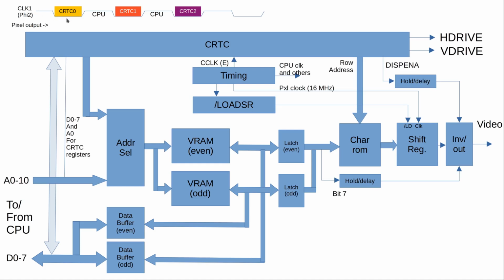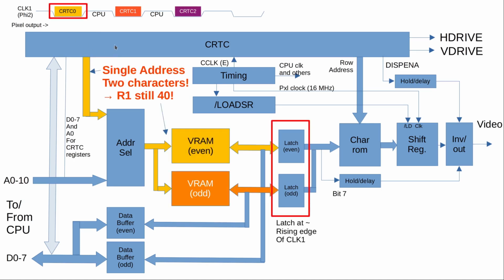So in the first half cycle, when the clock is low, the CRTC has an access. When the clock is high, then the CPU has an access. If you want to go deeper into that, look into the 6502 datasheet, how that works. So then we look at the first access of the CRTC.